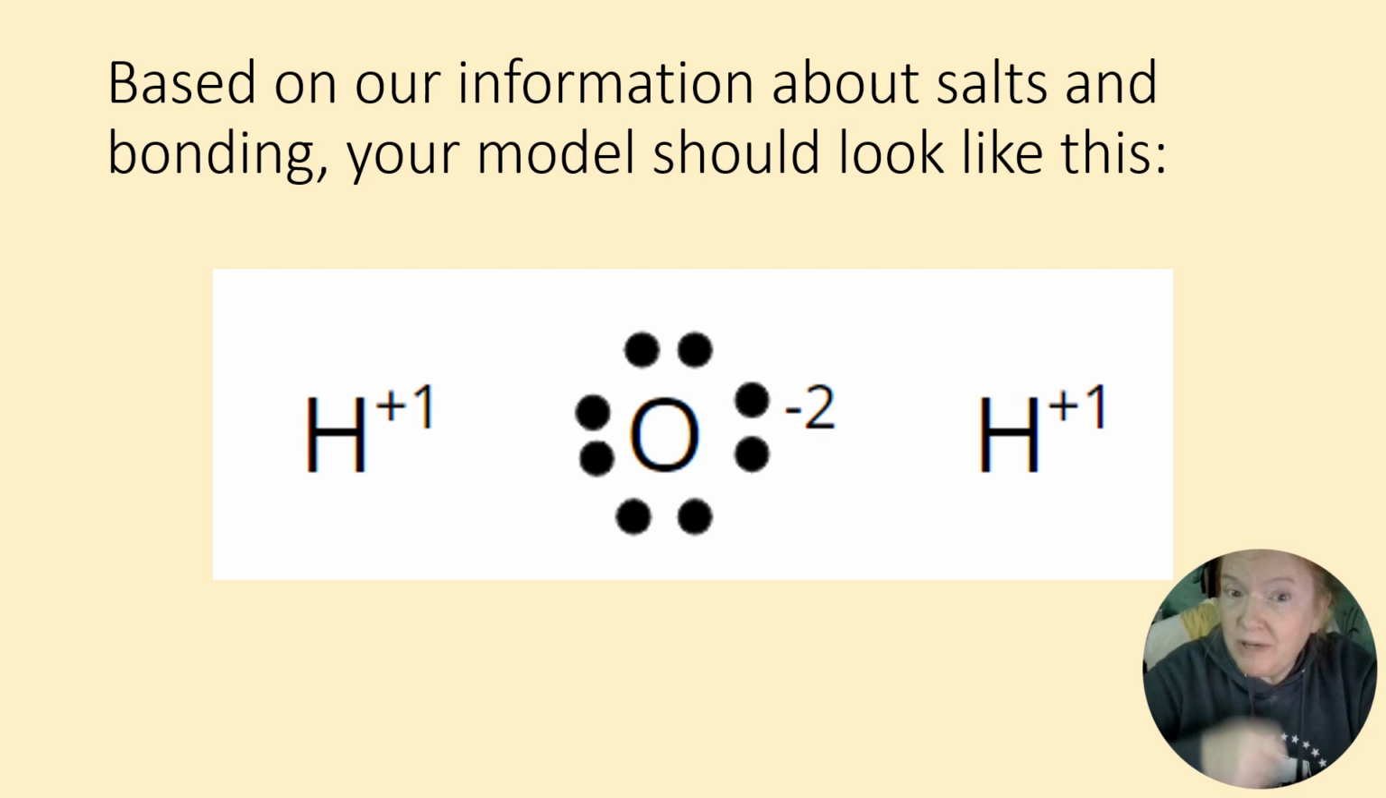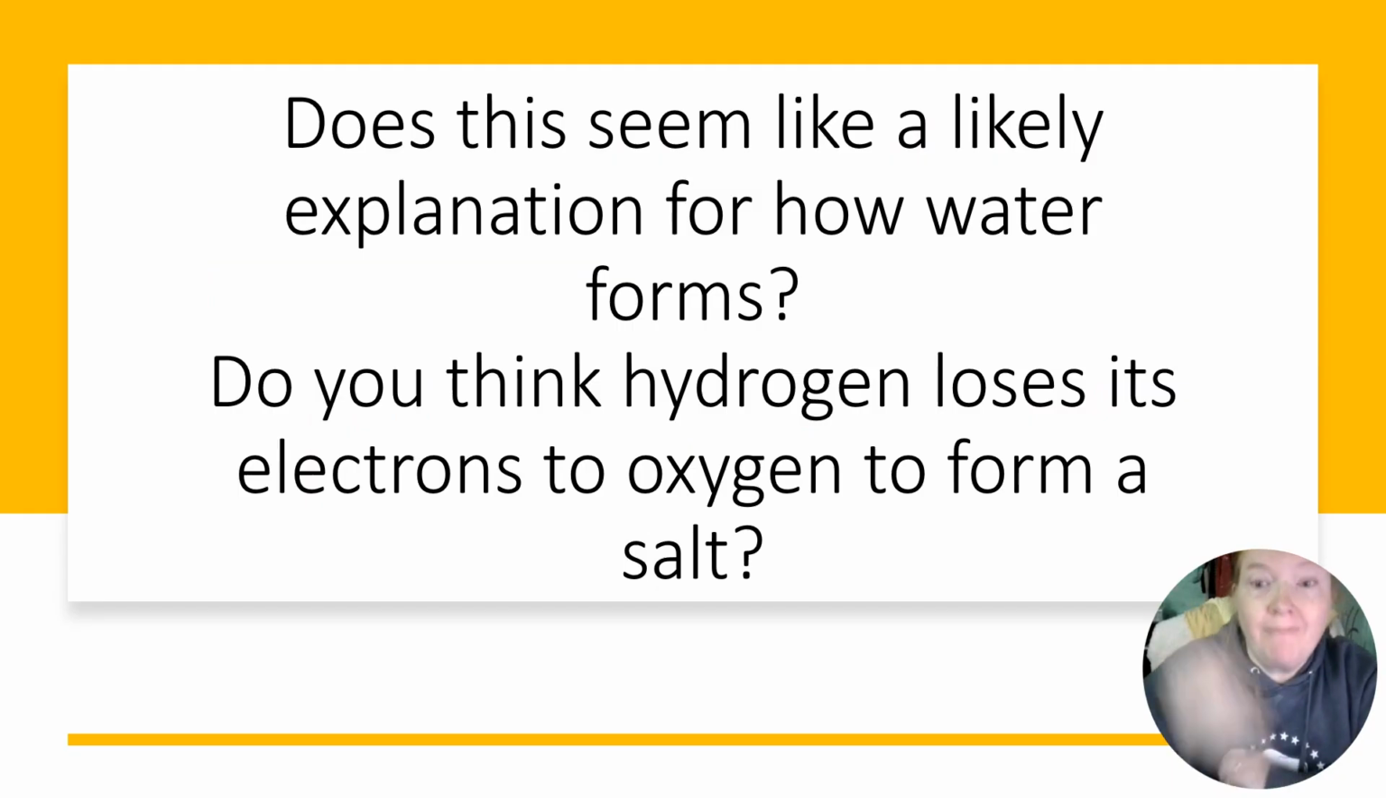So based on what we learned previously, this is what your model should look like, which means 1 hydrogen atom loses an electron and it's gained by oxygen. The other hydrogen also loses an electron and it's gained by oxygen. So both hydrogens end up with a +1 charge and oxygen ends up with a -2. So let's think, does this seem like a likely explanation for how water forms? Do you think hydrogen loses its electrons to oxygen to form a salt like we've seen with our other models in the previous lesson?